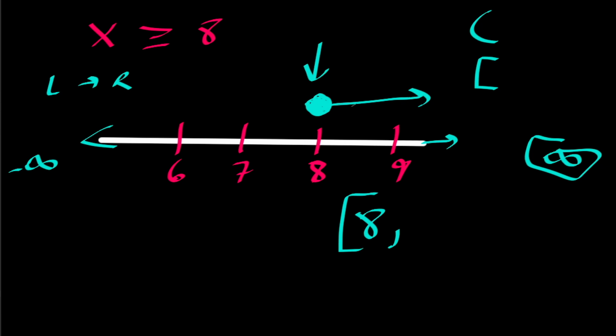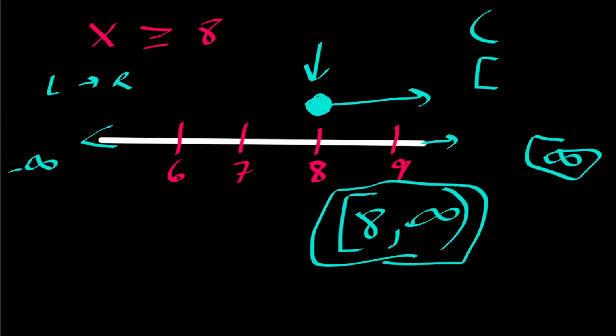And if I told you, once again, to count from 8 to greater than 8, you would just count forever. So we call that infinity. So this interval is going from 8 to infinity. And here's the thing about infinity. Since infinity is not a real number, it always gets a parentheses. So never use a bracket for infinity or negative infinity.